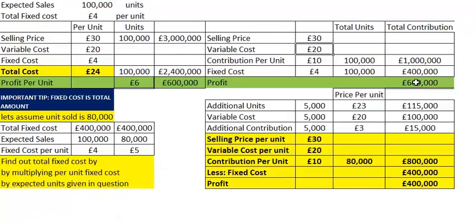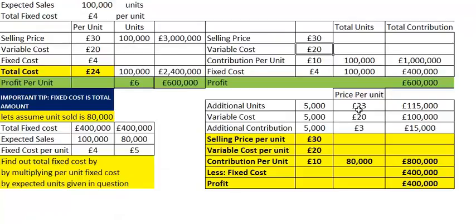Under absorption costing and contribution, we get same profit, which is 600,000, but full cost under absorption costing can mislead you in making decision. That is why we look at the contribution instead of full cost. I will show you why this is the reason. Let's assume we have received an additional order of 5,000 units at a price of 23 pound per unit.